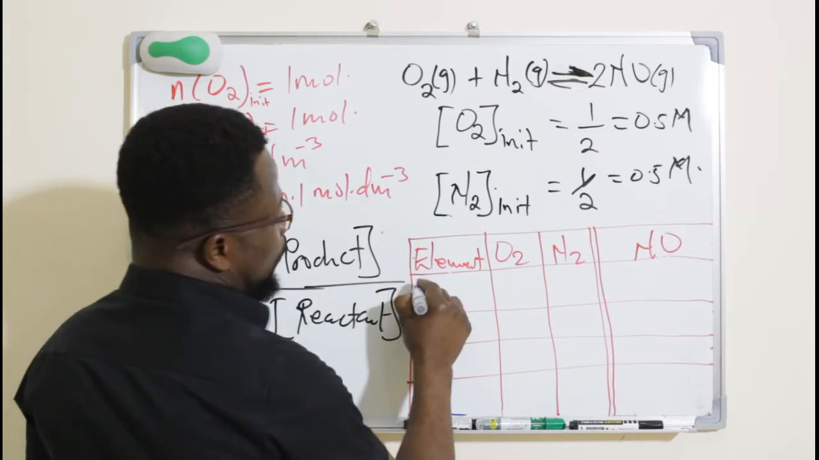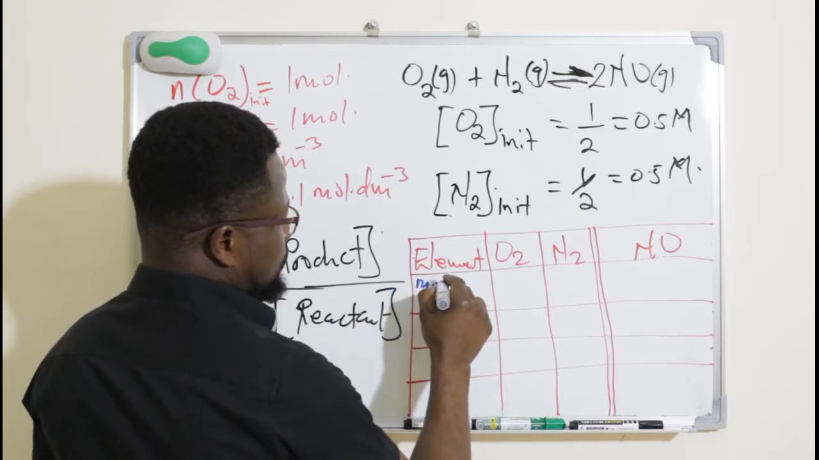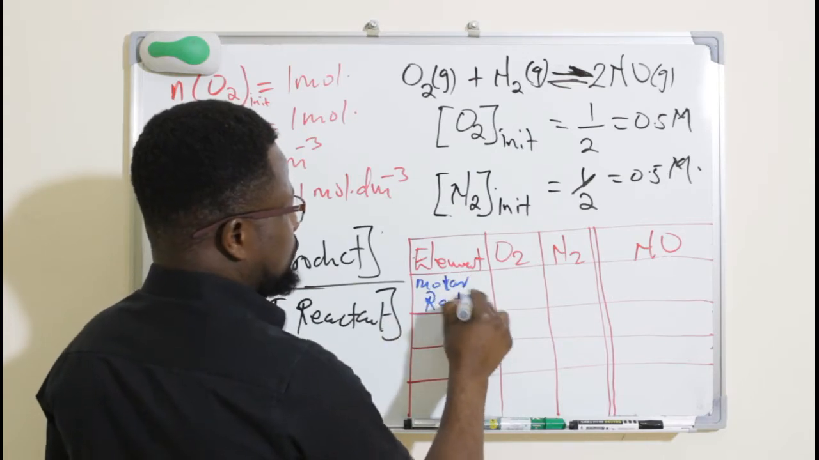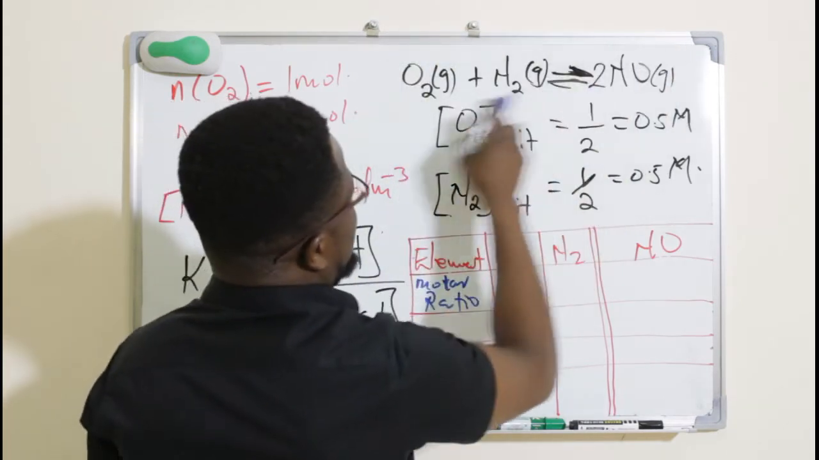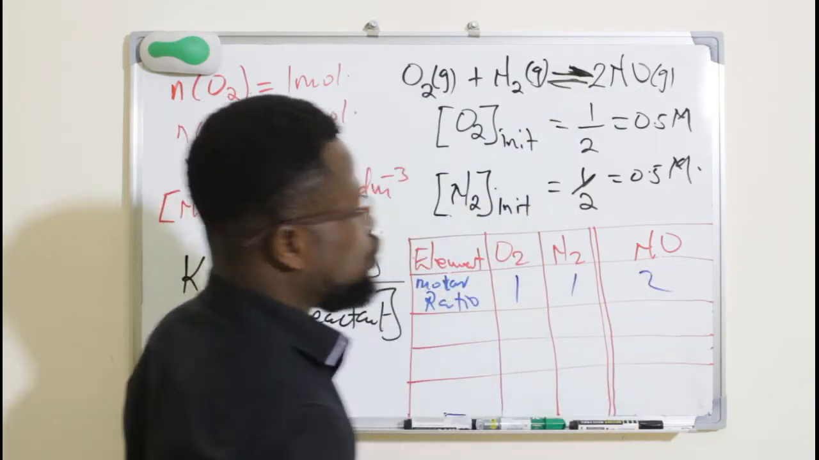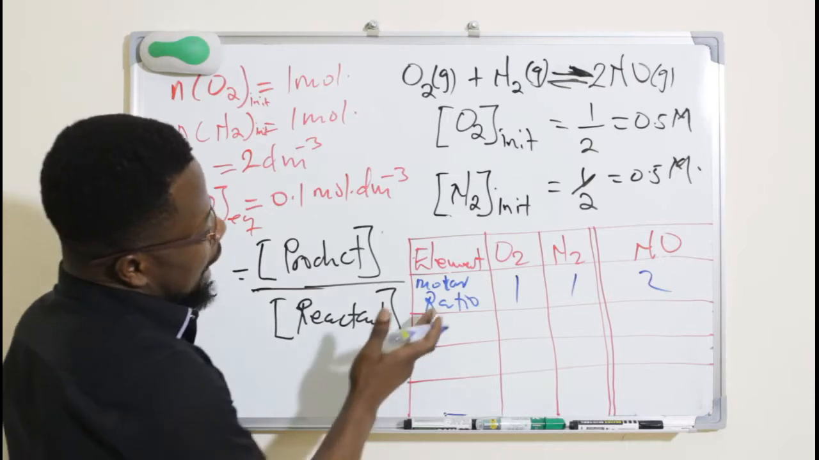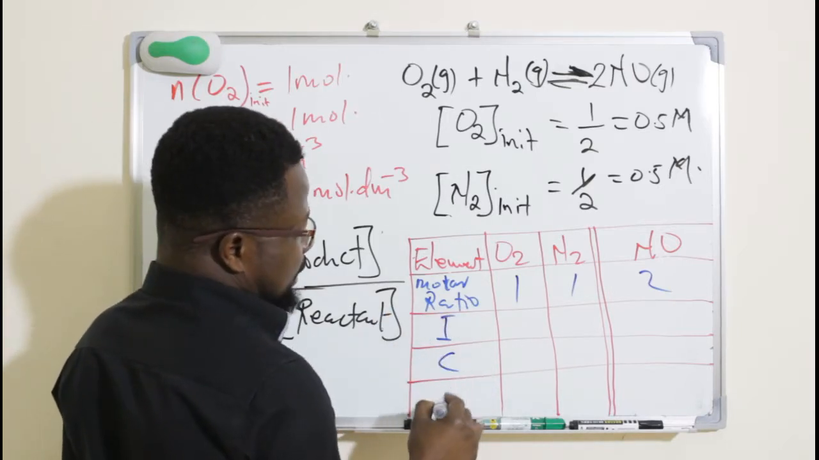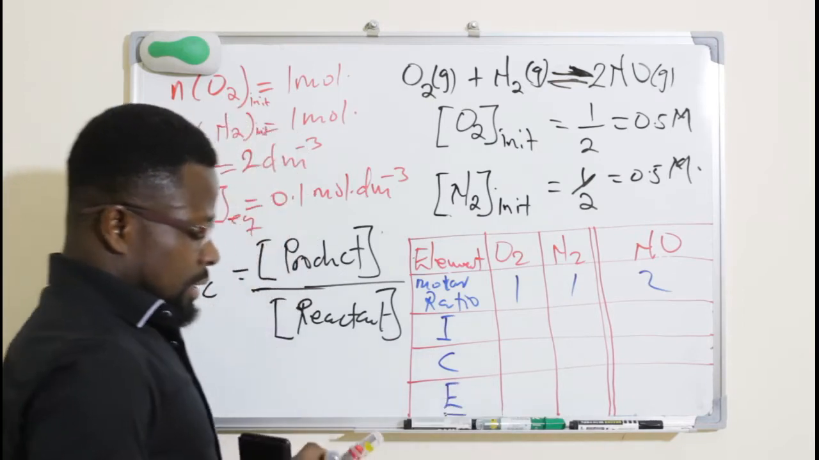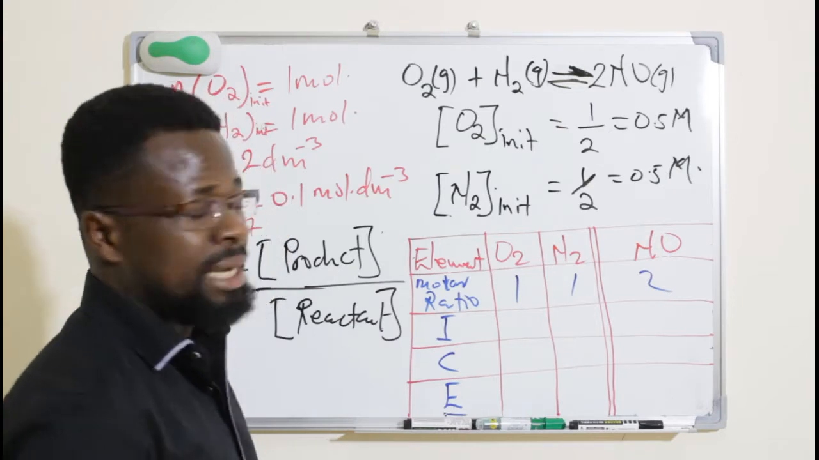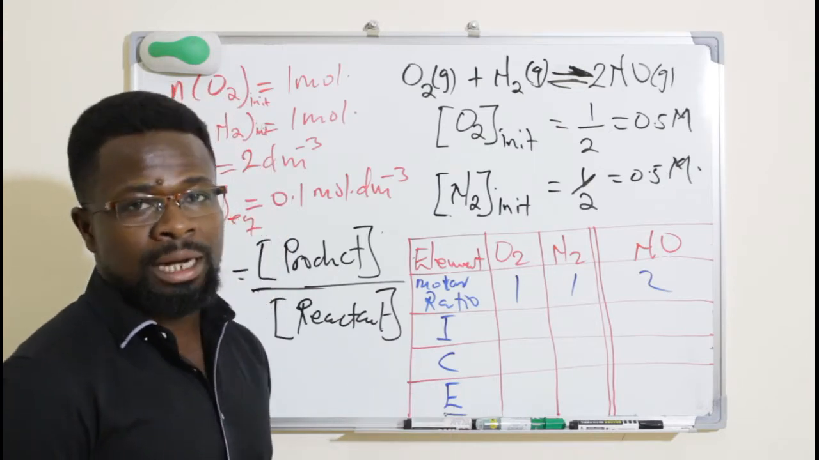So I need to look for what? The molar ratio as well. If you look at the equation, it is 1, 1, 2. So this is 1, this is 1, and this is 2. What are we completing? It is the ICE table, so this is I, C, and E. Now that I have gotten this, what do I need to do? I need to fill the table and use it to do the calculation.